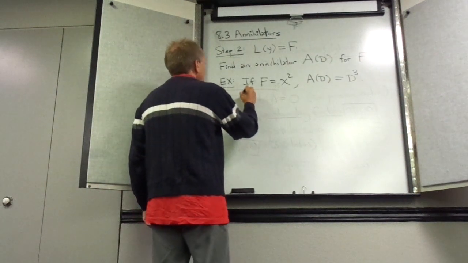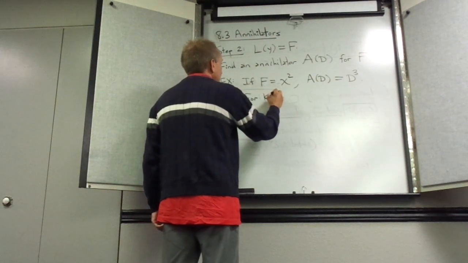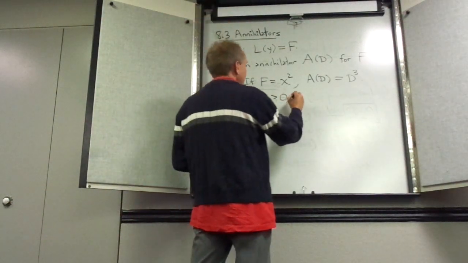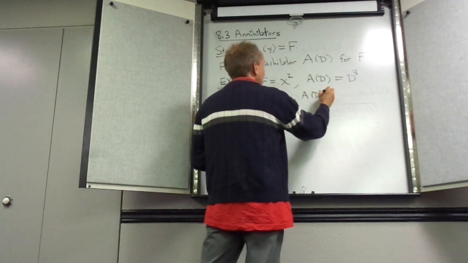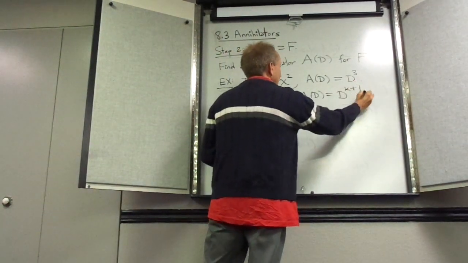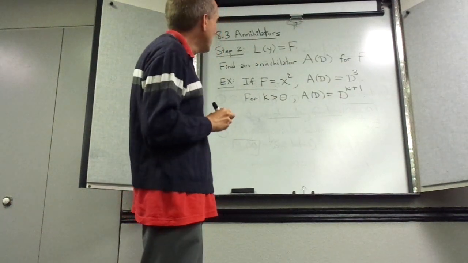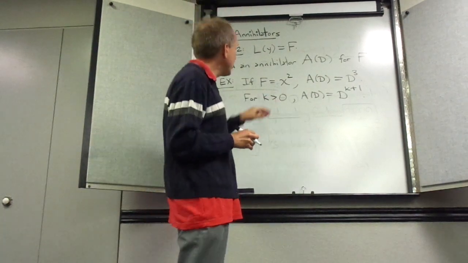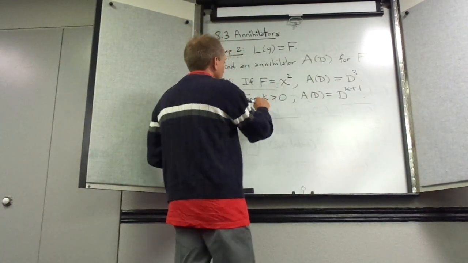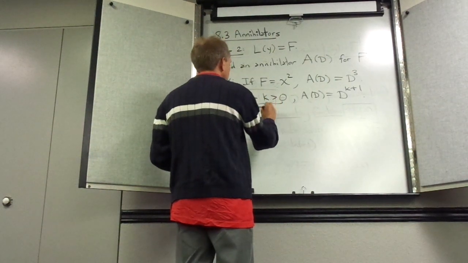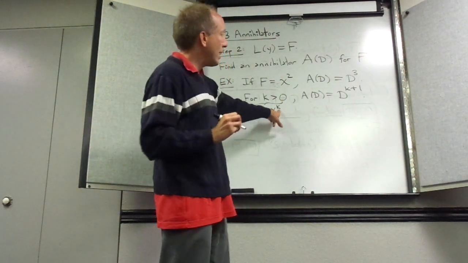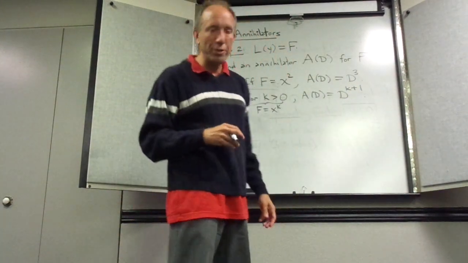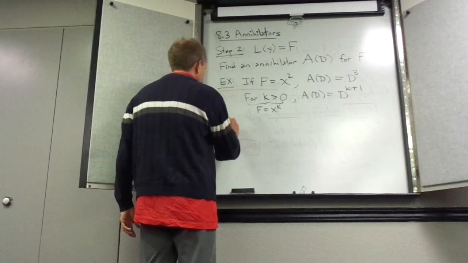And in fact, for any whole number k greater than 0, we can take our annihilator to be D to the k plus 1. Okay? So we can annihilate positive powers of x pretty easily. The annihilator of x to the k: if f equals x to the k, and we want to annihilate it using derivative operators, we can just take k plus 1 derivatives of it. Okay, how about another example?